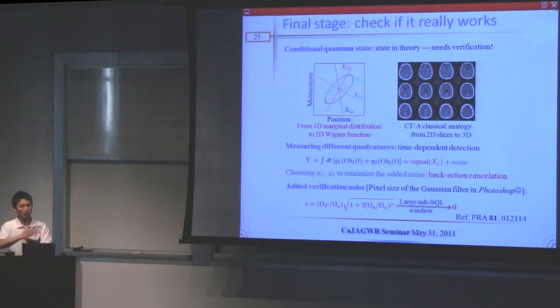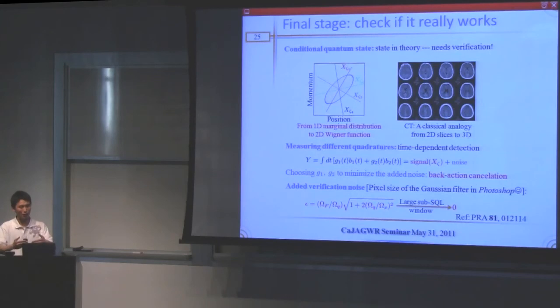Because for quantum mechanics, you are not allowed to measure position and momentum simultaneously because they don't commute. So you're only allowed to measure some kind of linear combination. By measuring different combinations, you can figure out the marginal distributions. You can get a different one-dimensional distribution. From that, you can invert back to get a two-dimensional distribution.